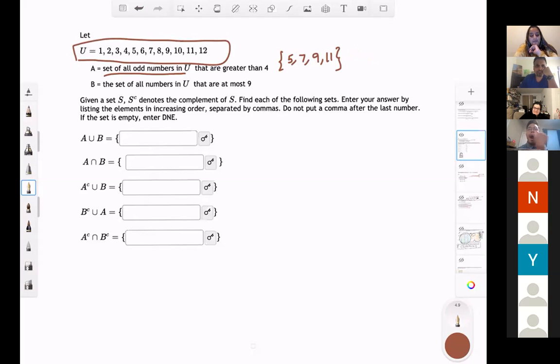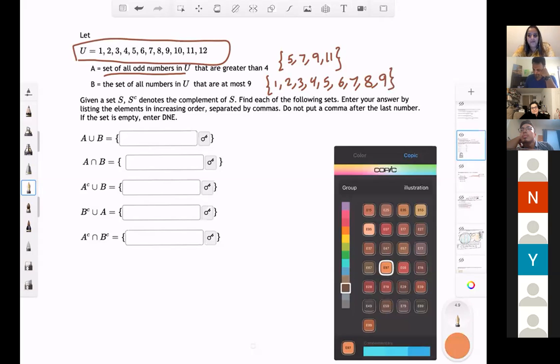Set B, the set of all numbers in U that are at most 9. So B will be 1, 2, 3, 4, 5, 6, 7, 8. At most 9. Should I include 9? Yes, you do. Okay, follow your rule.